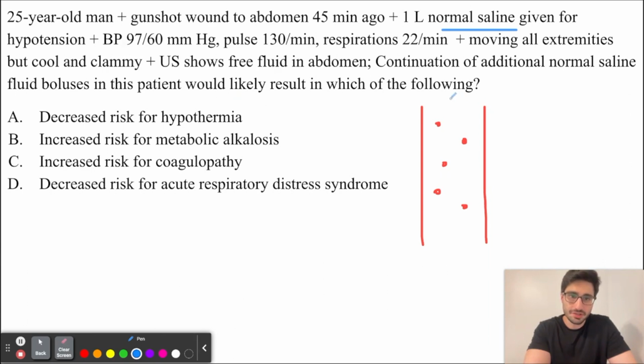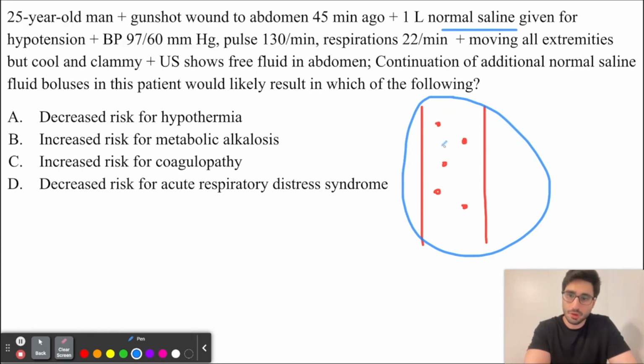So if we give this person more normal saline, then we're essentially going to increase the volume. And so if we increase the volume, and normal saline is a crystalloid fluid that contains only electrolytes and small molecules, so it's not going to contain any of these platelets or coagulation factors. So if we increase the volume, then we're going to be diluting these coagulation factors.